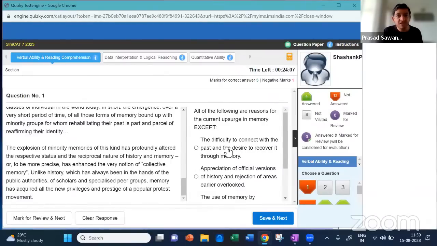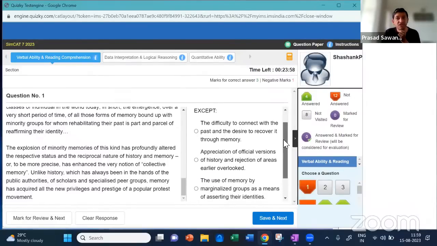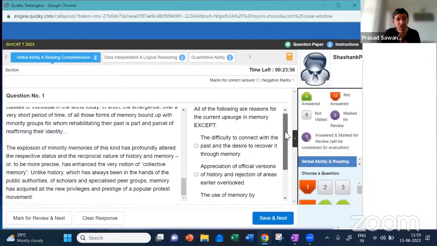So let's see. All of the following are reasons for the current upsurge in memory, except, okay, the difficulty to connect with the past and the desire to recover it through memory.